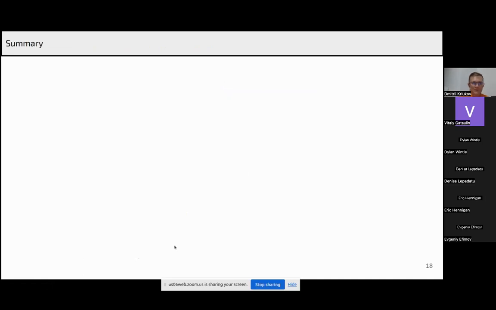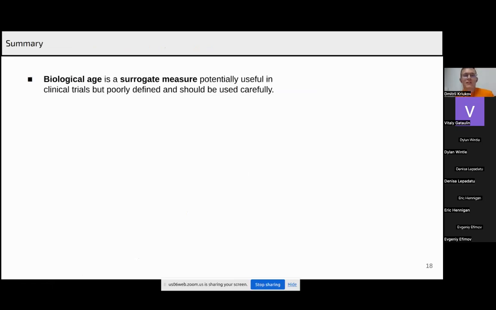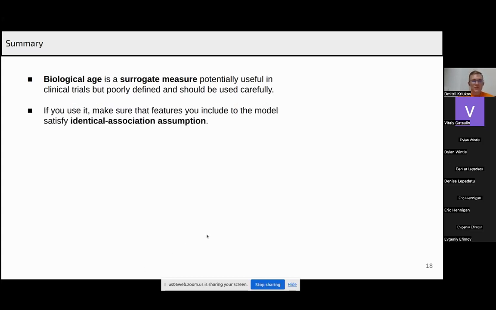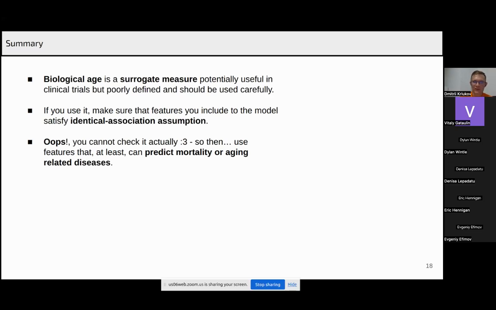In summary, what do we know today? Biological age is a surrogate measure, potentially useful in clinical trials, but poorly defined and should be used carefully, especially if you try to invent a new geroprotector with this measure. If you use it, make sure that the features you include in the model satisfy the identical association assumption. But the problem is, you cannot check that a feature satisfies it, because it is an untestable hypothesis. It is just a hypothesis you may believe or not.